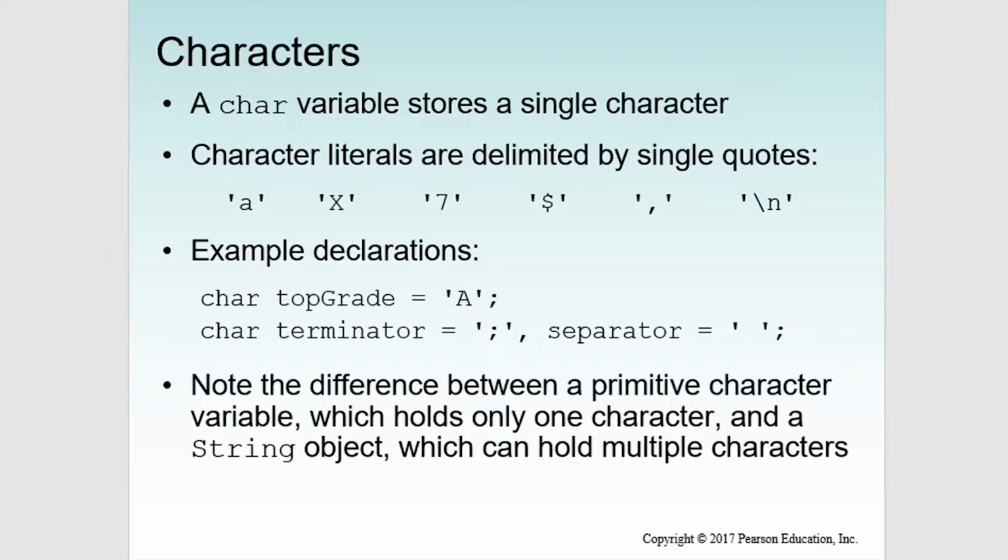Characters. A character variable stores a single character. Character literals are delimited by single quotes. Example declarations is char, topGrade, and then they use the single quote A. Char terminator, they use a single quote and the semicolon. Separator, they put in a space right here. Okay. Note the difference between the primitive character variable, which holds 1 character, and the String object, which holds multiple characters. Also make a mental note that the string uses double quotes, while the char uses the single quotes.